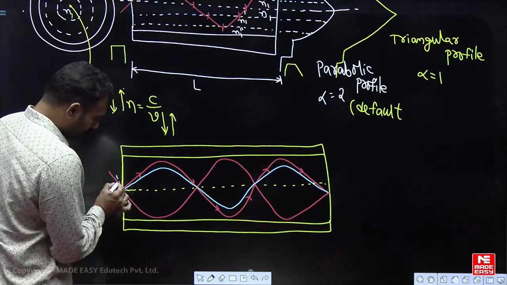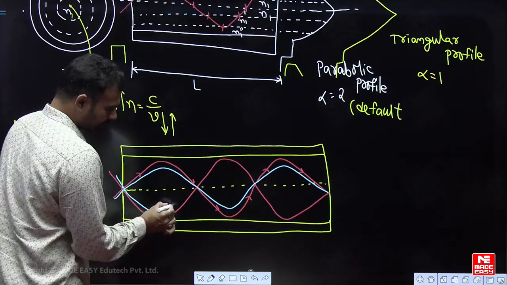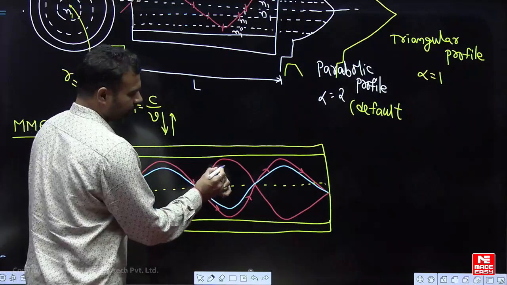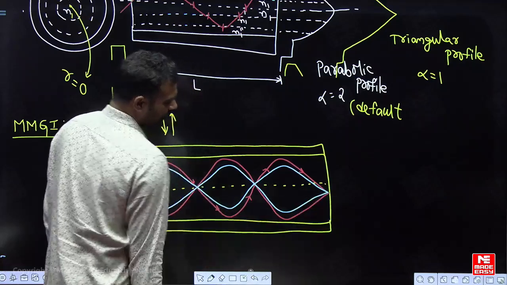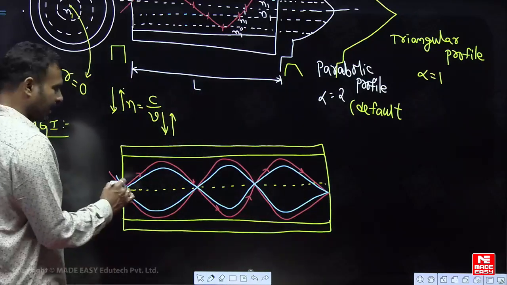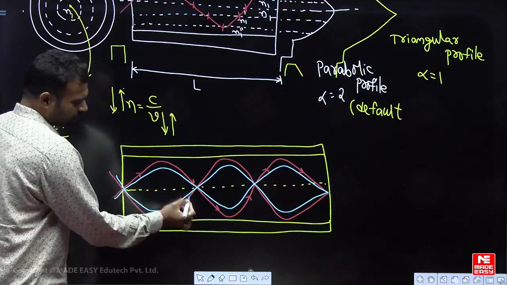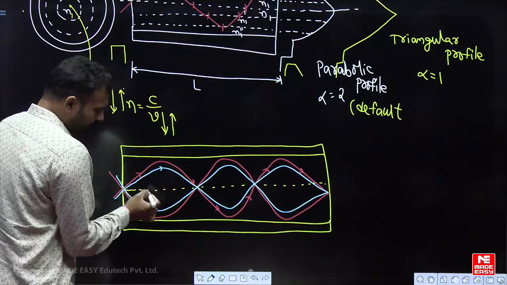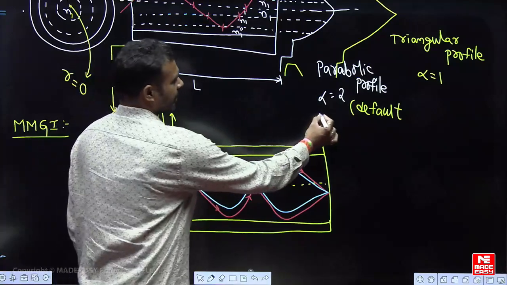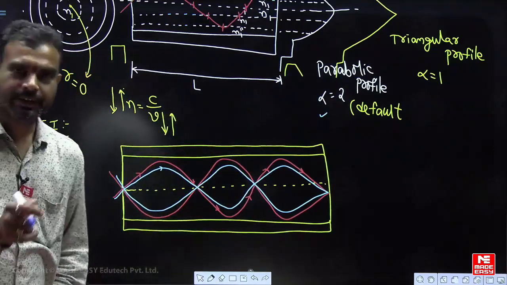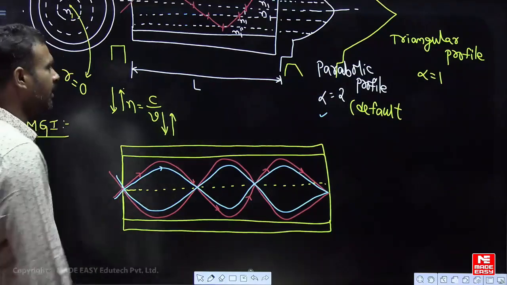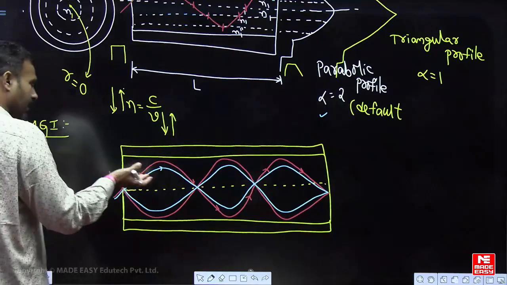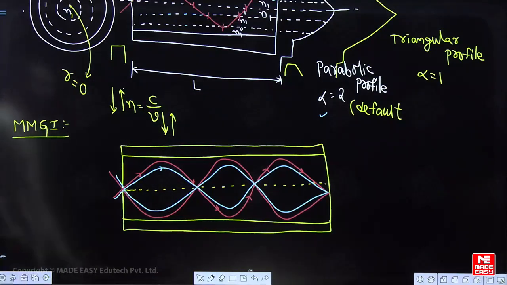The same way I can show another mode like this. Different modes, like this you can see the modes, and the remaining modes are also there. Just observe the shape. The shape that you get because of continuous bending is a parabolic shape. That's why the default shape we take is parabolic. That parabolic profile is the default for MMGI.